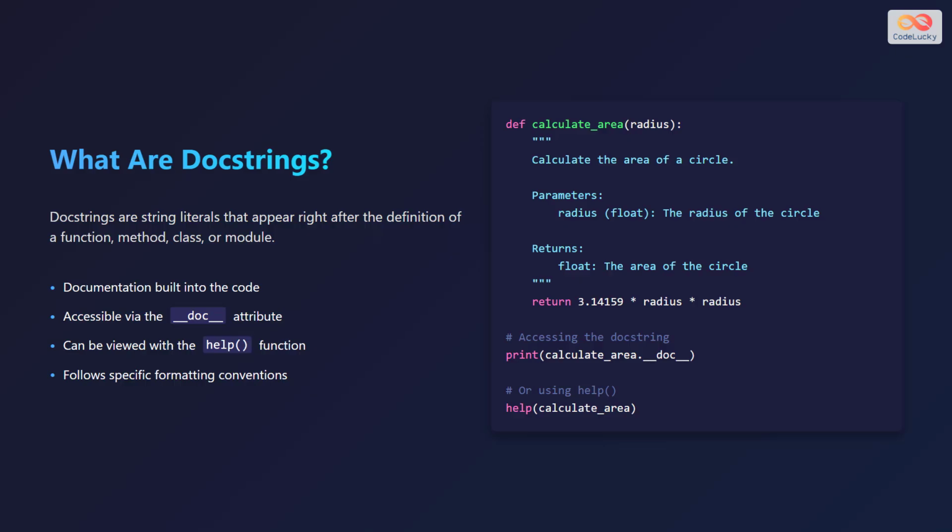Here's an example of a docstring in action. We define a function called calculateArea, which takes the radius as input. The docstring is enclosed in triple quotes and explains what the function does. It describes the parameters, which is the radius, and what the function returns, which is the area of the circle. To access the docstring, we can use calculateArea.__doc__, or the help function.